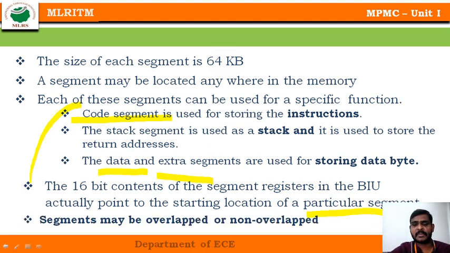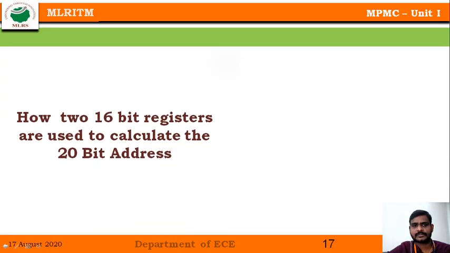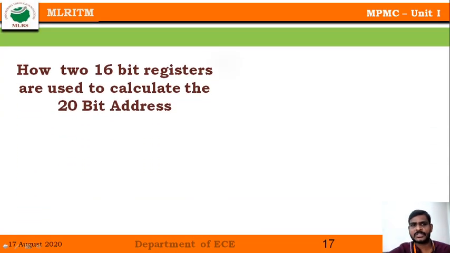So these segments may overlap or not overlap. Here the question is whether each segment will overlap or not, which means that a code segment may start somewhere. So in the next diagram, we are going to see how two 16-bit registers are used to calculate a 20-bit address.